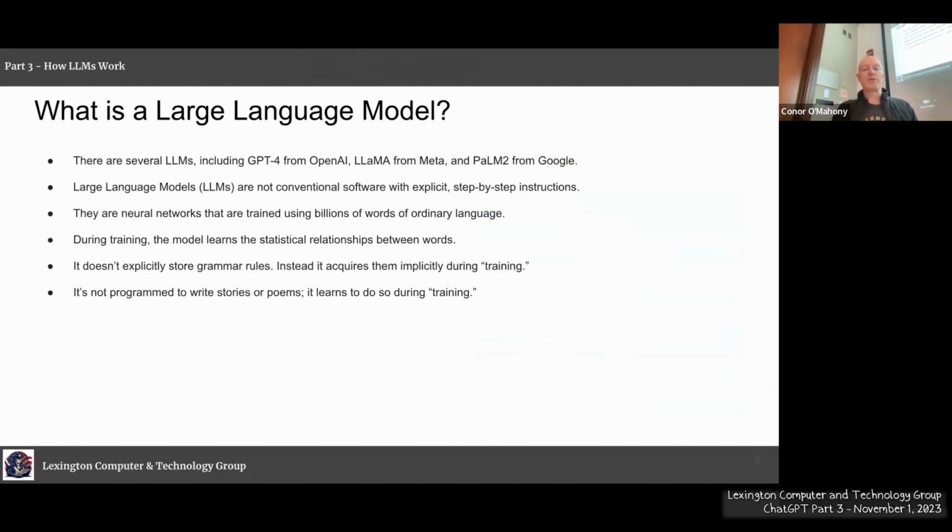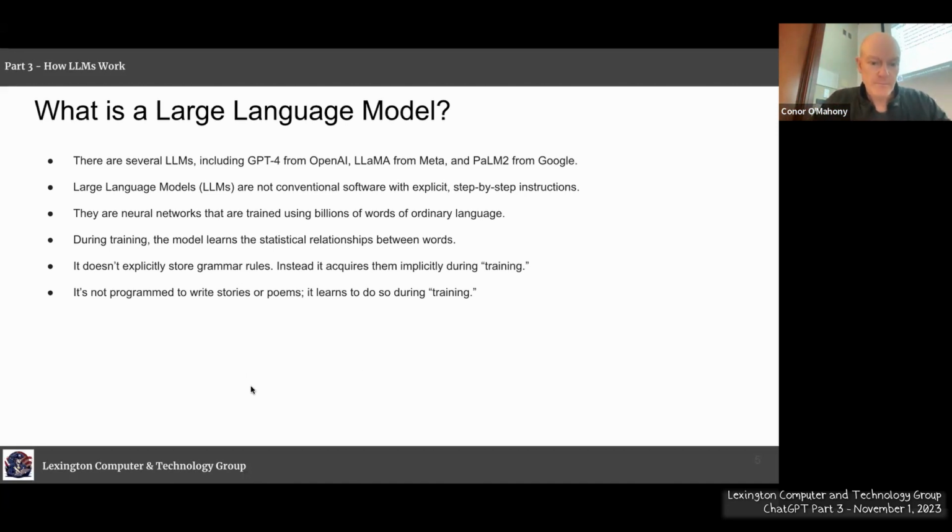Now, what I want to do is just reinforce that these are not conventional software with explicit step-by-step instructions like maybe many of us have encountered before. They're neural networks that are trained using billions of words of ordinary language. During training, we're going to get into this a bit deeper soon, the model learns the statistical relationship between the words. It doesn't explicitly store grammar rules. It implicitly picks them up. It's not programmed to write stories or poems. It learns how to do so during training.